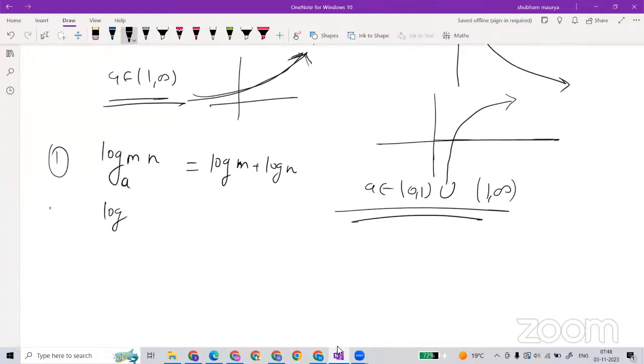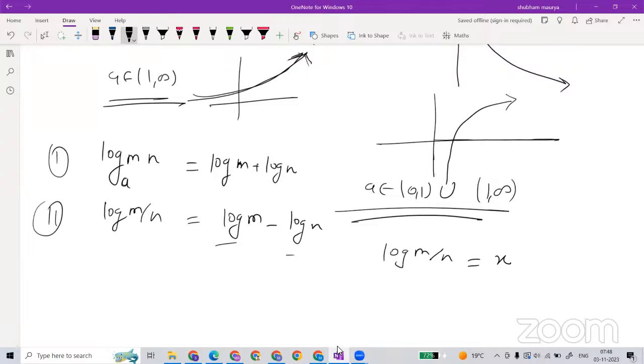This is one rule. The other rule is, if you are dividing with any base, this is going to be subtraction, and everything can be proved easily. How can we prove it? If you want to prove how it is, just assume this log m by n is x, or even alpha. Let's assume this is alpha.